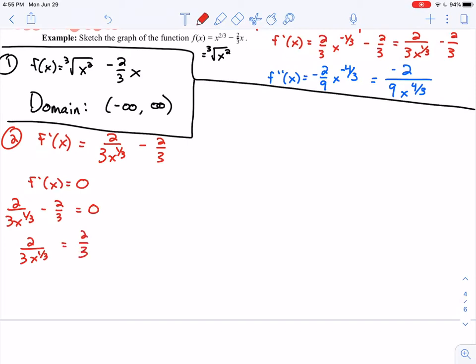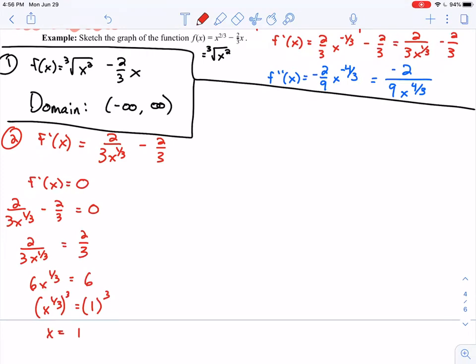Here I don't like using this term or this process, but it's very convenient here. I'm going to go ahead and cross multiply. So I will have 6x to the 1/3 equals 6. And then dividing each side by 6, I have x to the 1/3 equals 1. The way I would solve this, I would need to cube both sides, but 1 cubed is simply just 1.